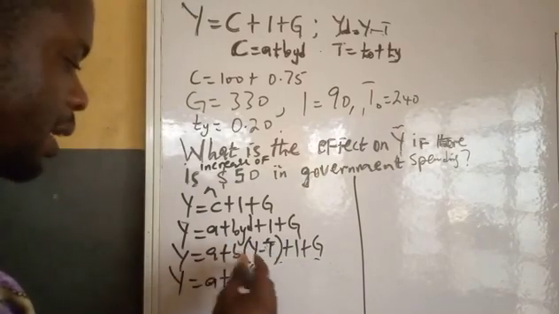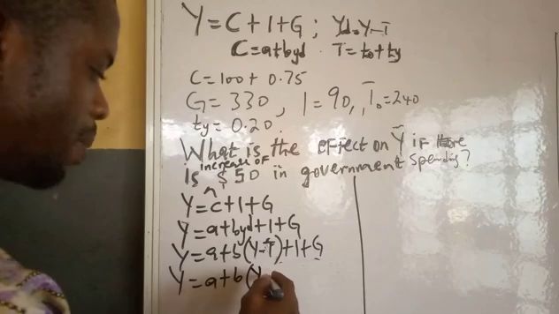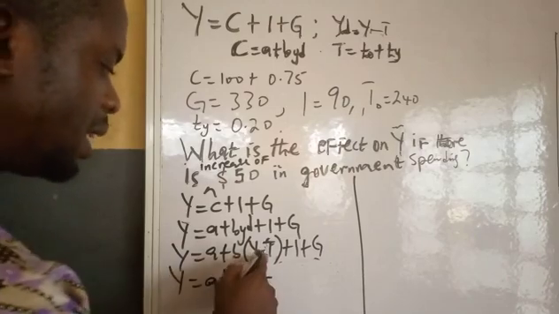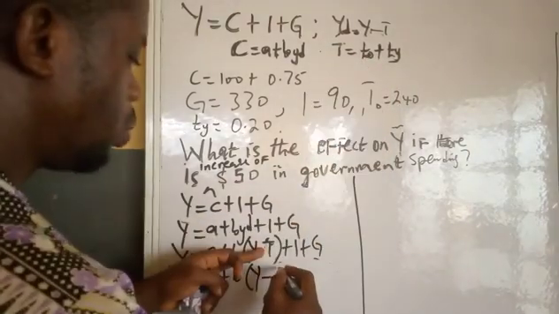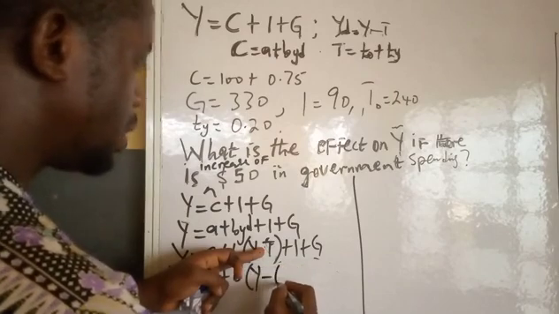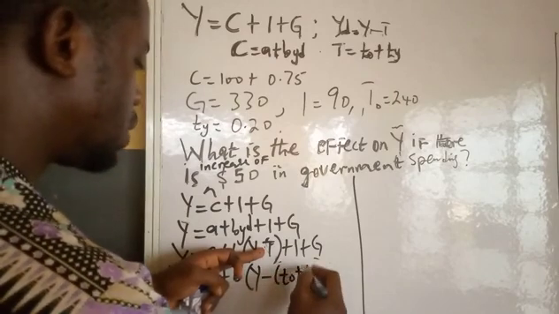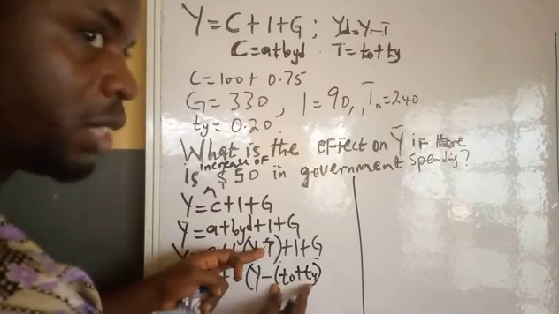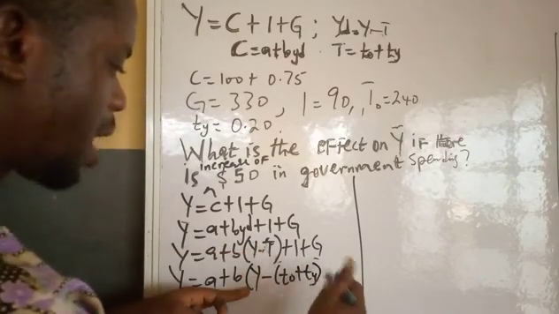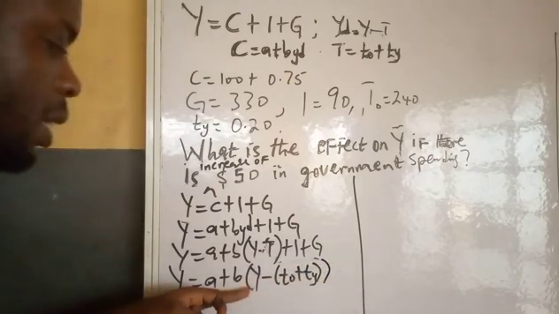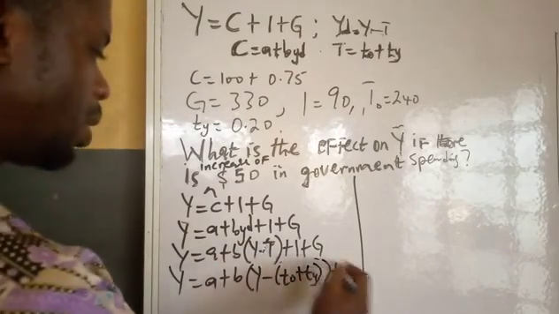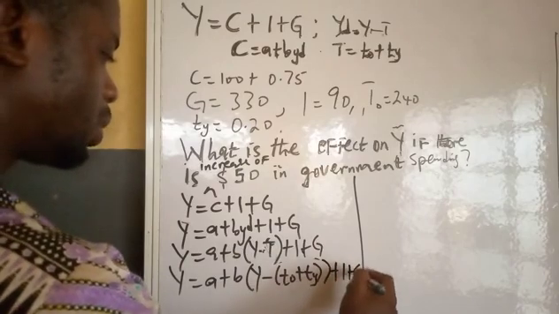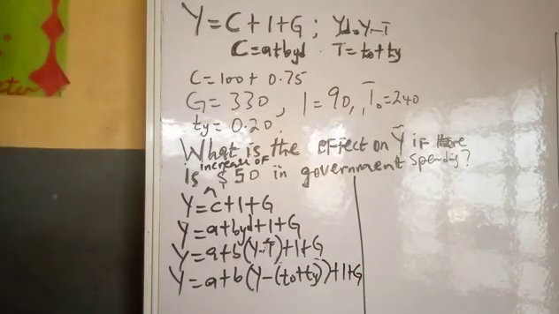For the y, I've written y. For the minus, I've written minus. For t, I have to write its function, which I have to put in a bracket, so it's going to be t naught plus ty. Let me close this bracket for the t function. Then the big bracket, I close it here. Do you understand? Then I put my plus I plus G. Do you understand? Hope you are following.